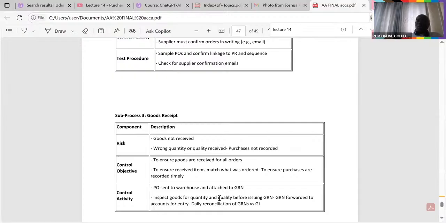Another control action, inspect goods. These are the people in the office. They have a control action here. Inspect goods for quantity and the quality before issuing goods received note. This is called goods received note. Goods received note forwarded to accounts for entry and the daily reconciliations of goods received notes via the general ledger. We expect in this case reconciliations between these goods received notes with what total amount we have in the general ledger. And if possible, that should be done on a daily basis. That is what they have in the company.